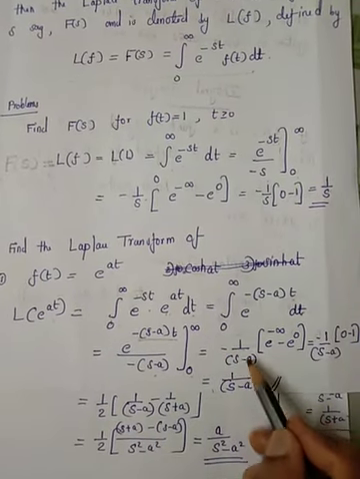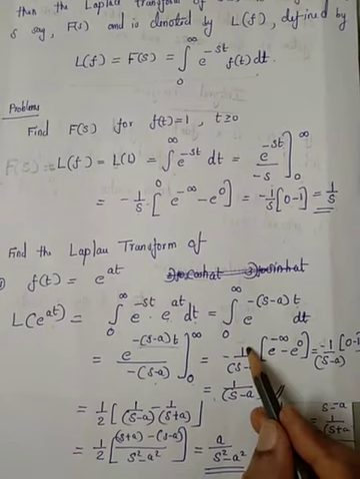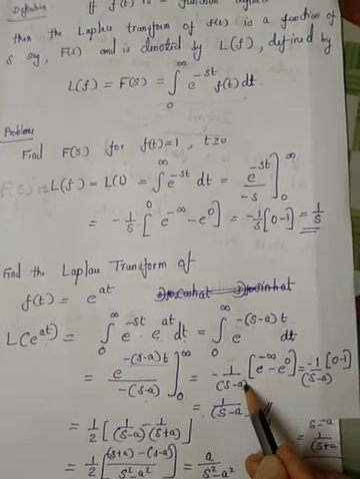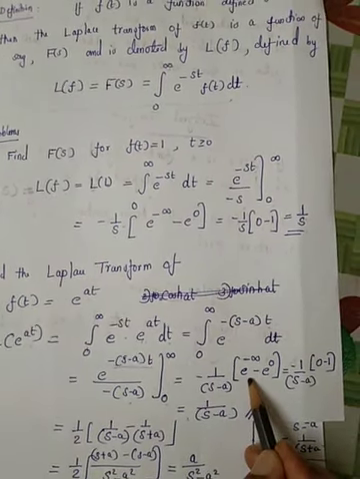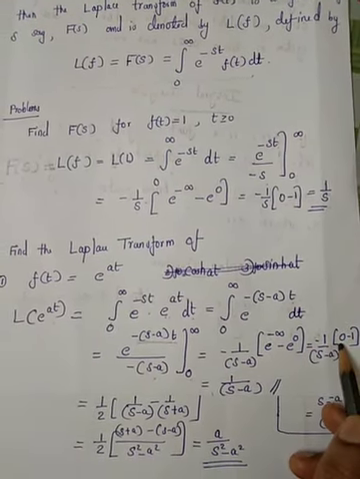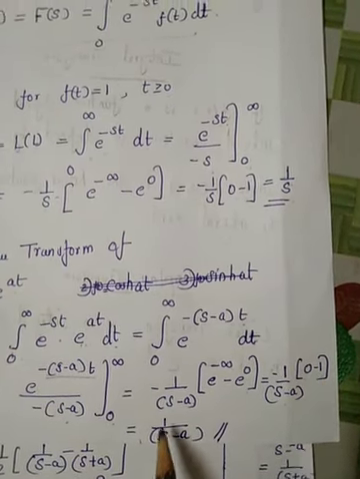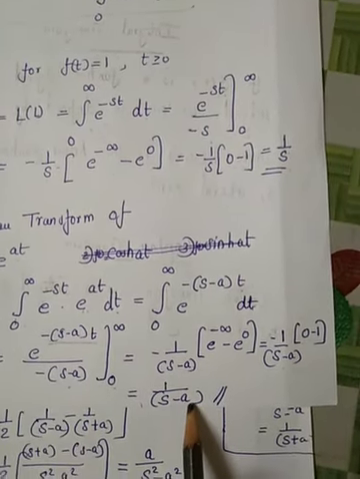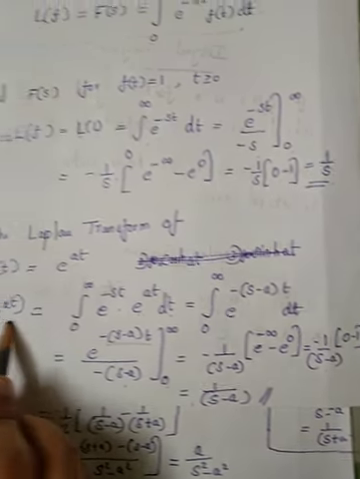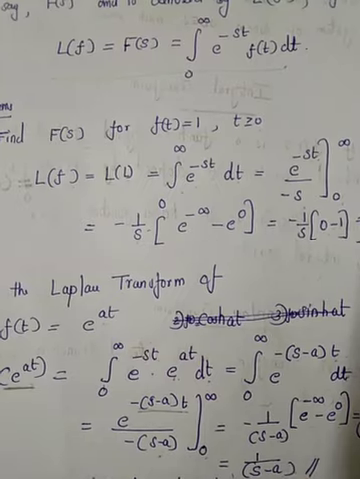Then minus of 1 by s minus a is independent of t, therefore we can take it outside. Minus of 1 by s minus a into, applying the limits, e raised to minus infinity minus e raised to 0. E raised to minus infinity is 0, therefore it becomes minus of 1 by s minus a, 0 minus 1, therefore it is 1 by s minus a. So the Laplace transform of e raised to at is 1 by s minus a.